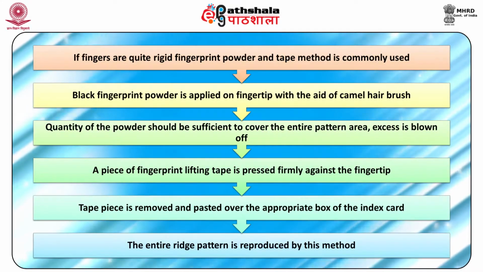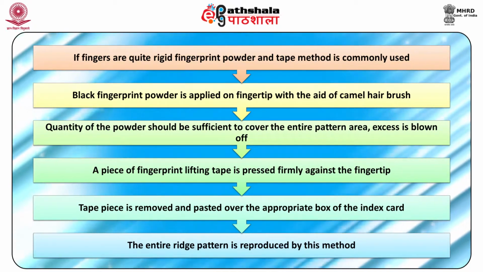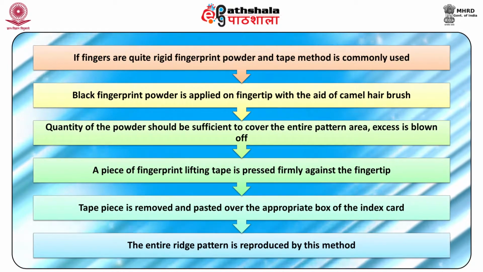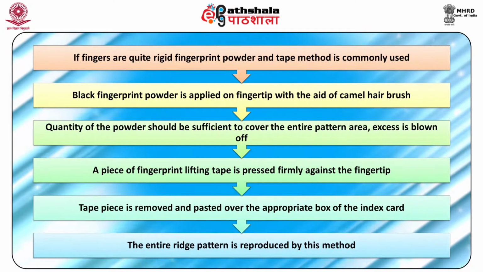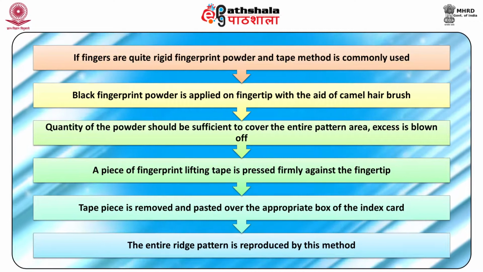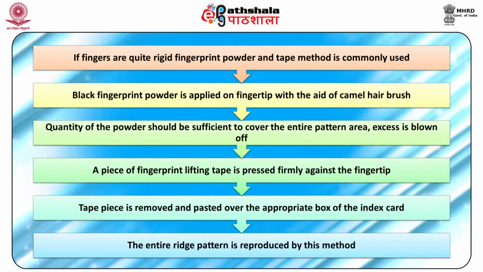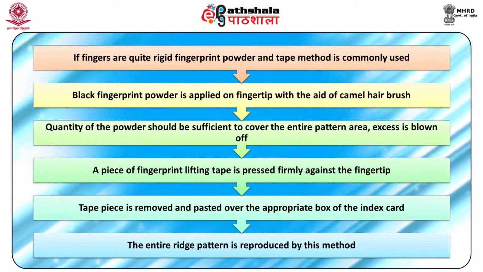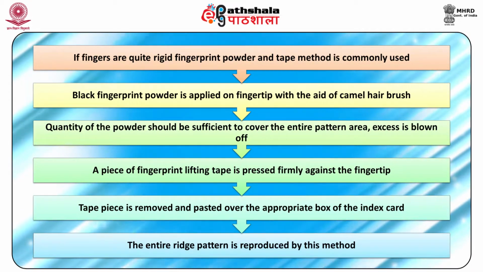If the fingers are quite rigid, the fingerprint powder and tape method is commonly used. In this method, black fingerprint powder is applied on the fingertip with the aid of a camel hair brush. The quantity of the powder should be sufficient to cover the entire pattern area. Any excess is blown off.